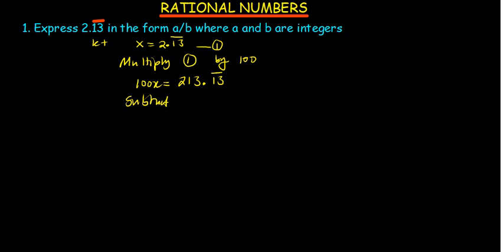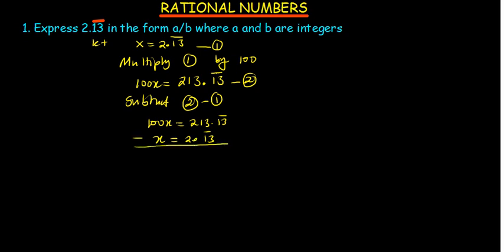Now that I've got this, I'm going to subtract. Let me call this equation 2. So I'll say equation 2 minus equation 1. I'm going to write equation 2, that is 100x equal to 213.13 repeating, and we have x equal to 2.13 repeating as equation 1. Subtracting, 100x minus x is 99x, and that will be equal to, well, as we subtract, these two repeating portions are going to cancel. So I write 213.13 repeating, with a decimal point here, minus 2.13 repeating.